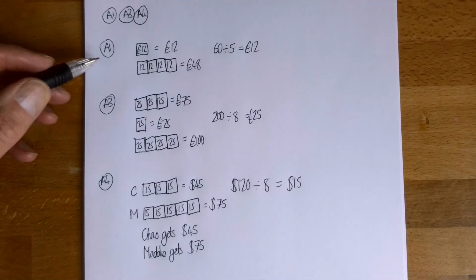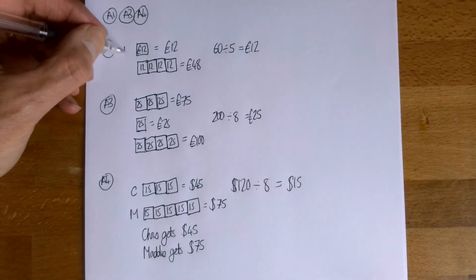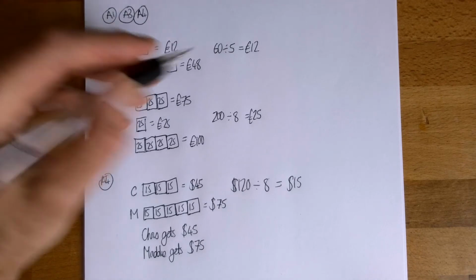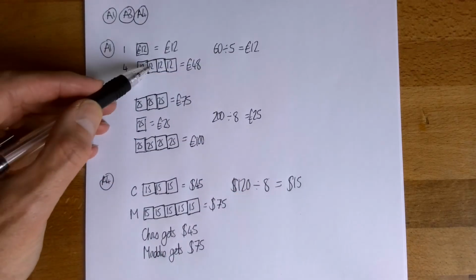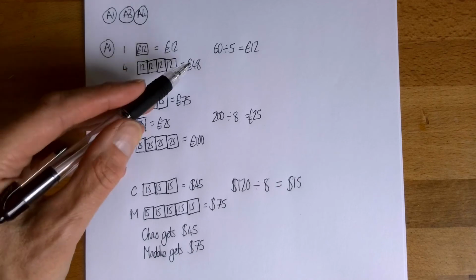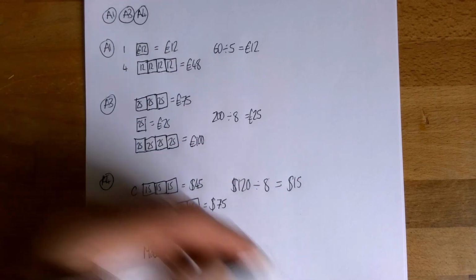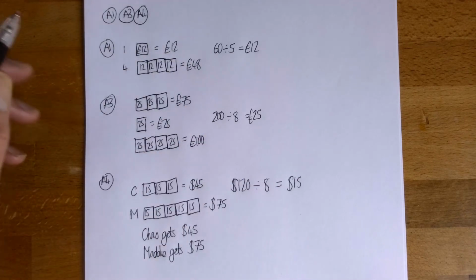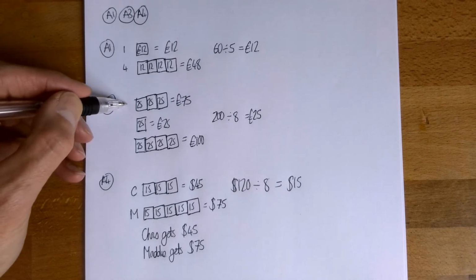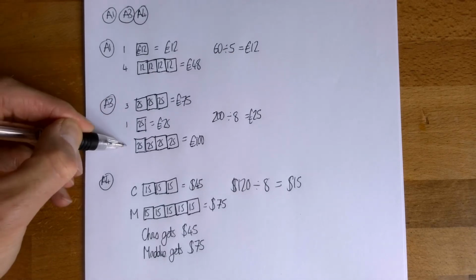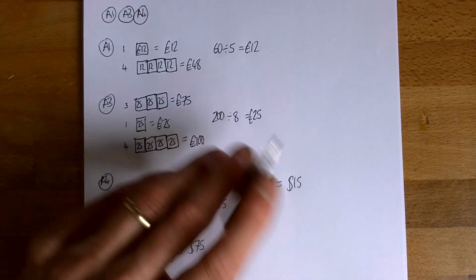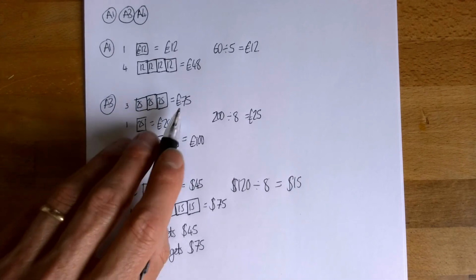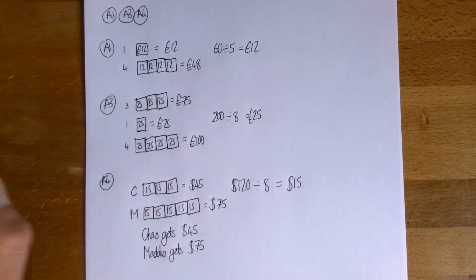Okay, so in A1, the amount of money is shared in the ratio 1 to 4, 1 share, 4 shares, 5 shares altogether. So we need to take our total and share it, divide it by 5, so that's 12. So each share is worth £12, so one person gets 12, one person gets 48. In A3, we've got 3 people sharing money, but it's the same. We've got one person getting 3 shares, one person getting 1, one person getting 4. 8 shares, so we need to take the total and divide it by 8, which is 25. Each share is worth 25, so we get 75, 25 and 100.